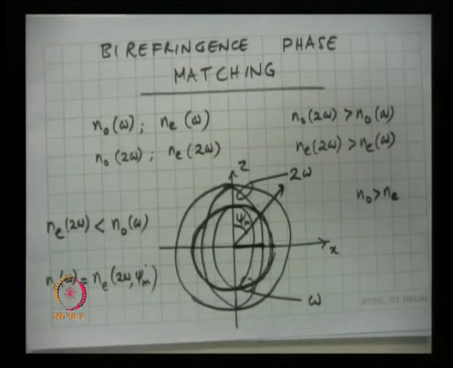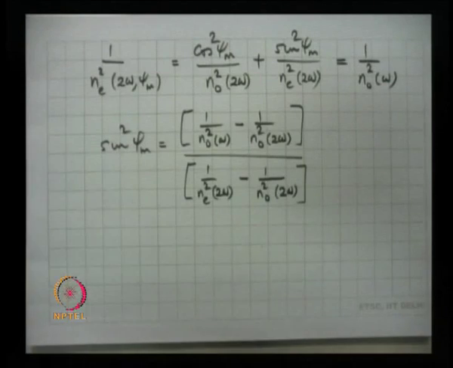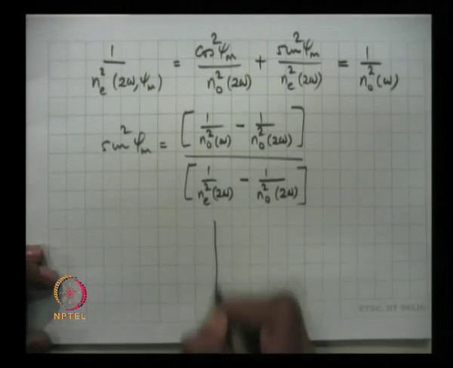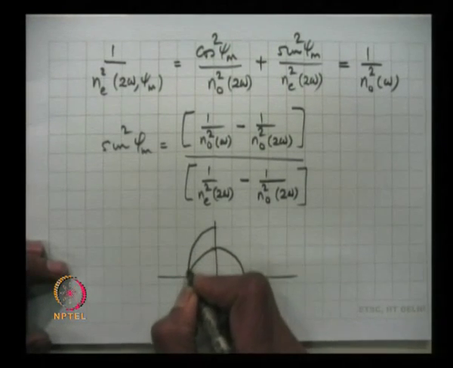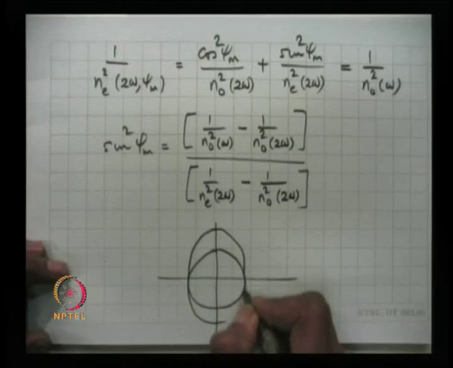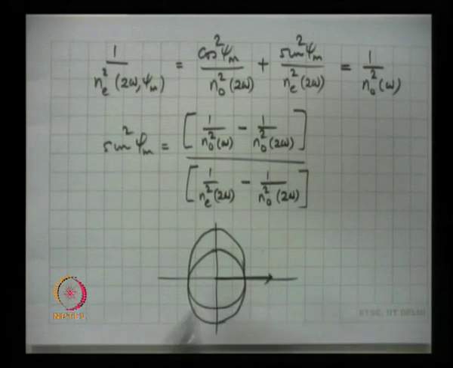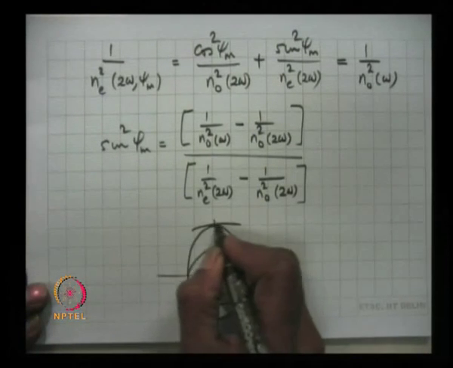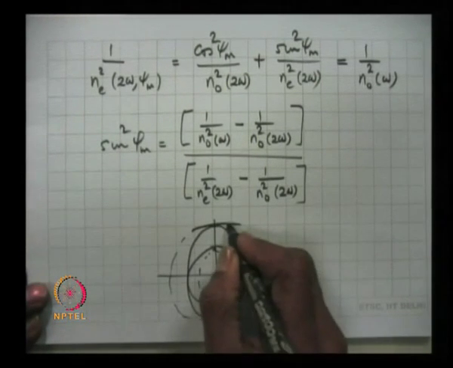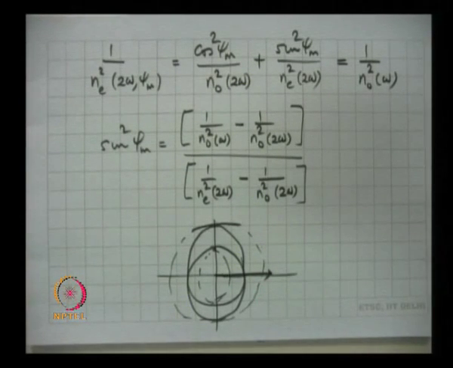If this angle happens to be 90 degrees, then the inner circle will be tangential to the ellipse. So, it will look like this. I am just drawing the inner circle No of omega and Ne of 2 omega will look like this. So, there is an inner ellipse here corresponding to omega frequency, there is an outer circle corresponding to the 2 omega frequency. So, sometimes it is possible that this angle psi m becomes 90 degrees.